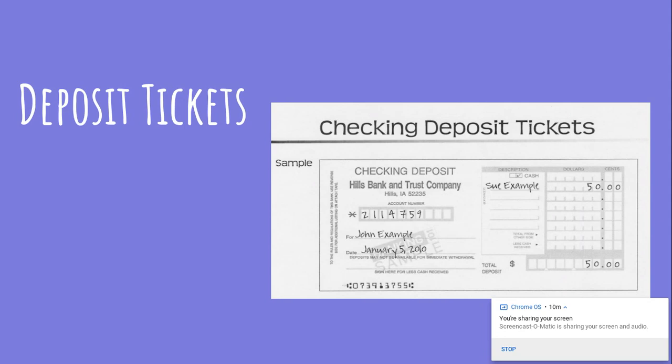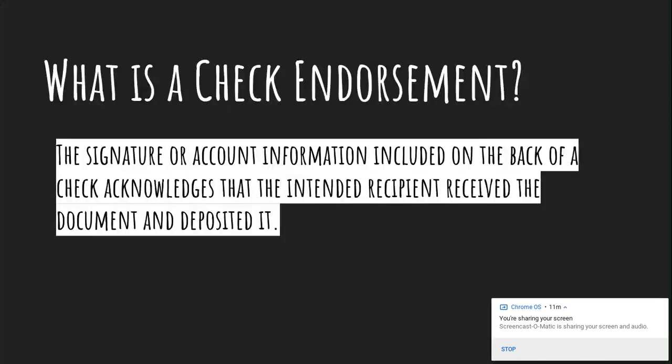Okay, so we need to write the description every time we're doing these deposit tickets, so that way we can keep a good record of where that cash is coming from. So John example got cash from Sue example, $50. So the total deposit is $50.